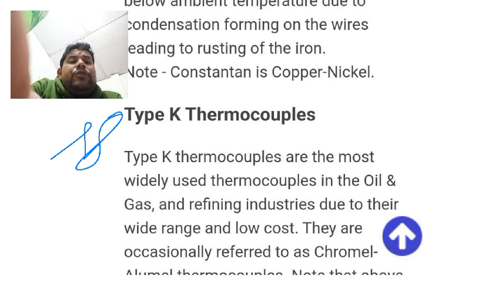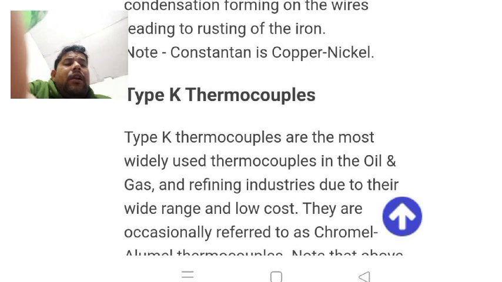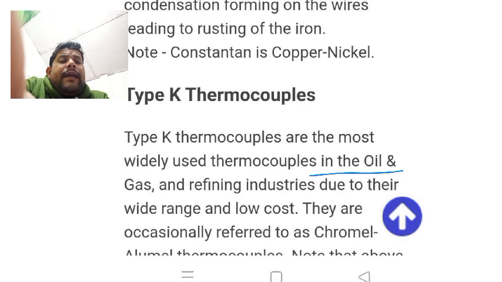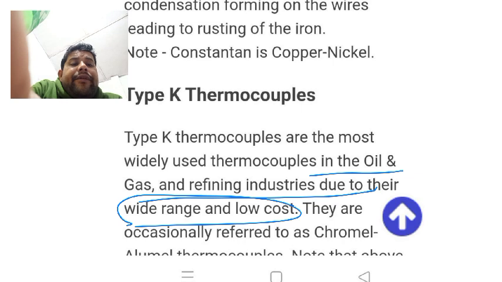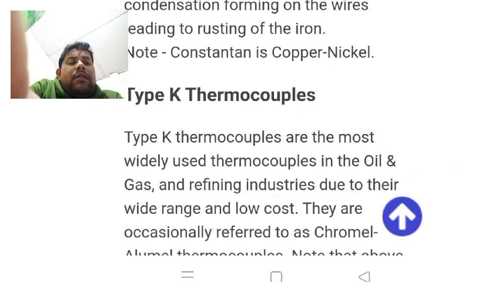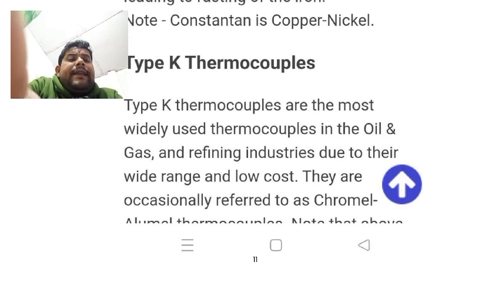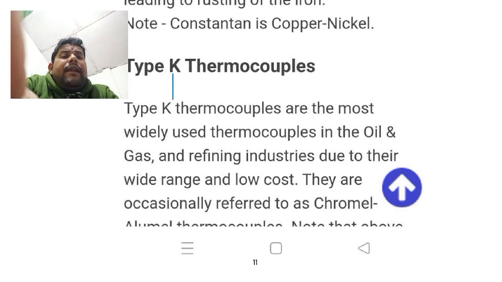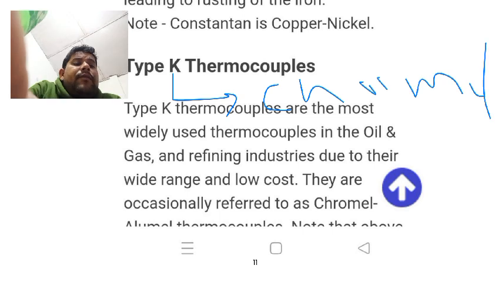The K-type thermocouple is the most widely used thermocouple in oil and gas industries. It is generally used in oil, gas and refinery industries due to its wide range and low cost. That's why in industries like oil and gas, K-type is generally used. They are occasionally referred to as chromel alumel thermocouple. You should know the name chromel alumel.